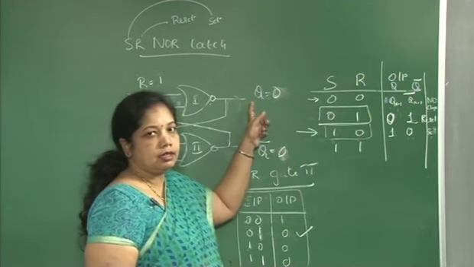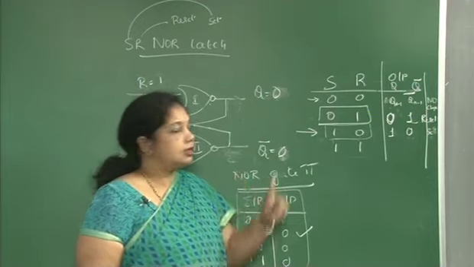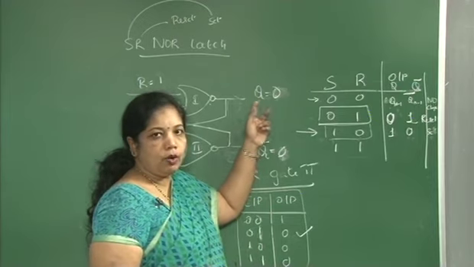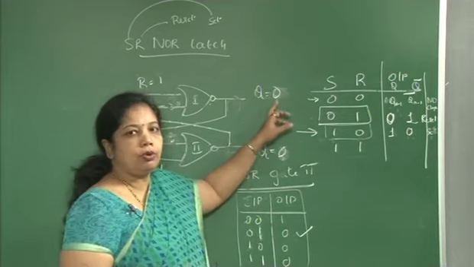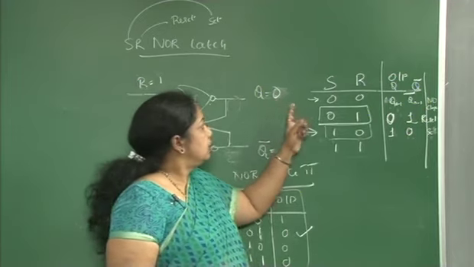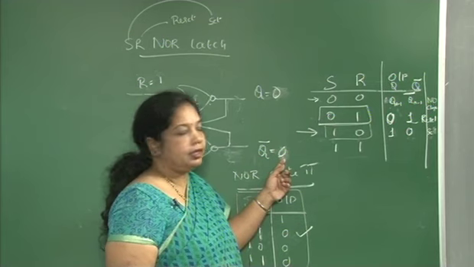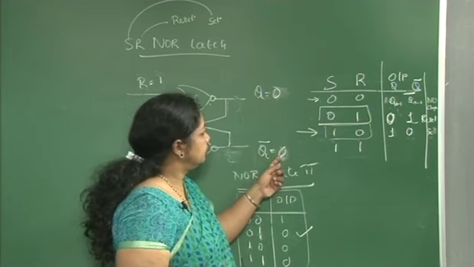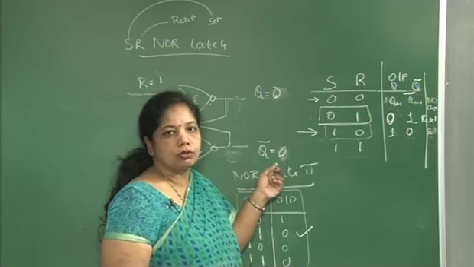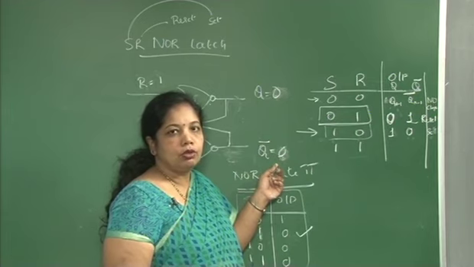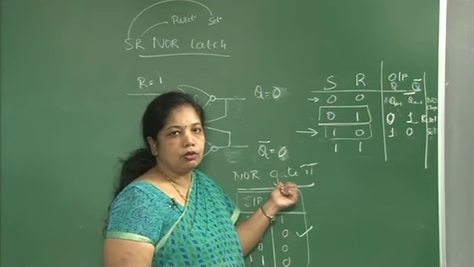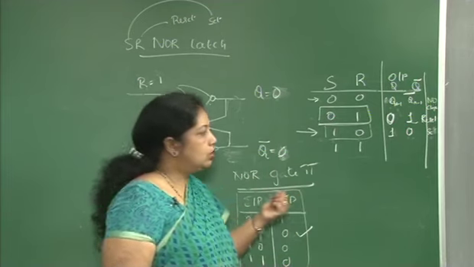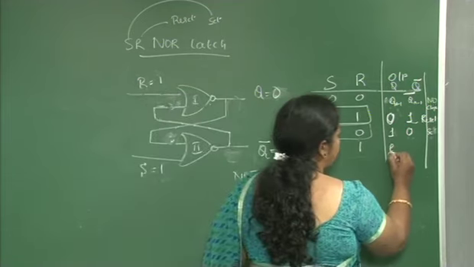As we discussed, the output of the latch gives the normal value and the complemented value. So your output here is showing both zeros, which is not true. It should be complementary, 0 and 1 or 1 and 0. So this is violating the rule. So we call this condition the forbidden condition.